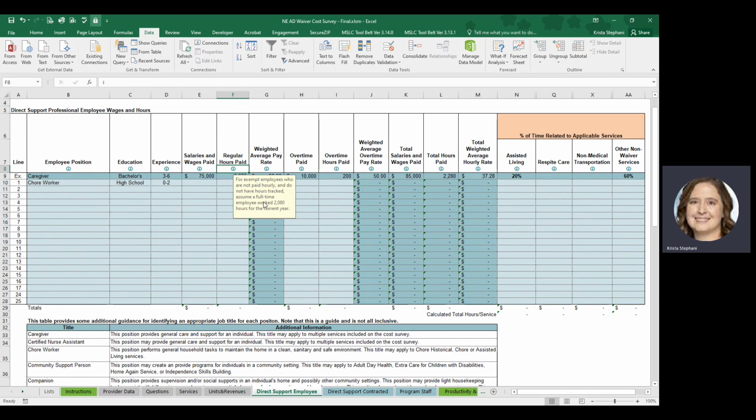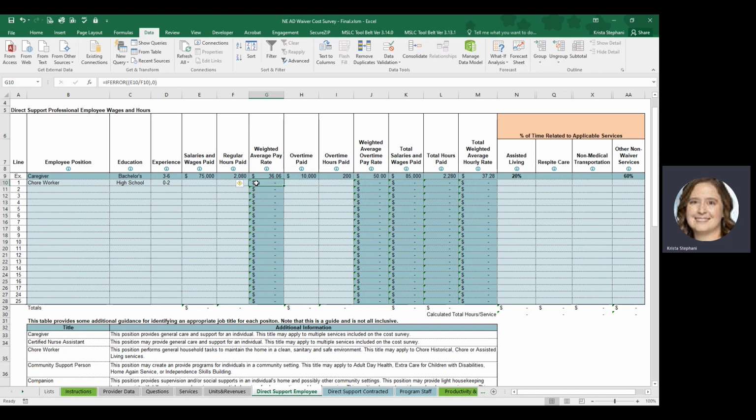If you have an employee who is an exempt employee and they are not paid hourly and you do not track their hours worked, please assume a full-time employee worked 2,080 hours for the year, assuming they were employed for the entire fiscal period. If they were employed for a portion of that, please prorate the 2,080 hours appropriately.